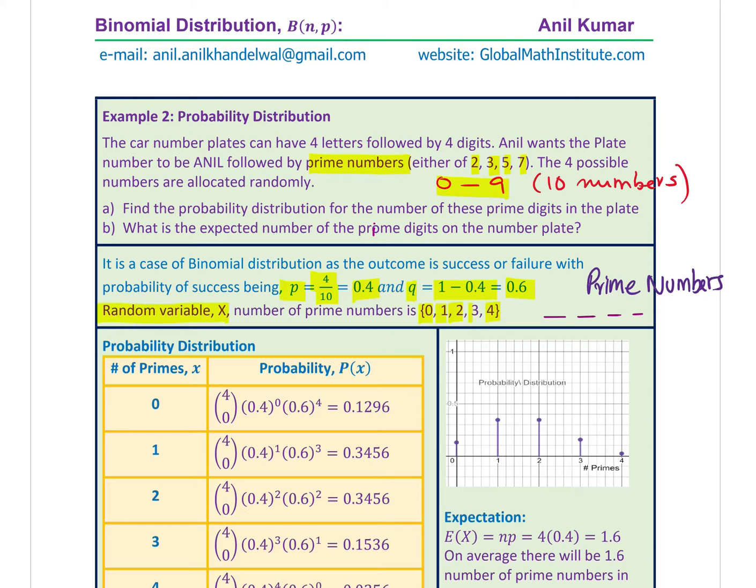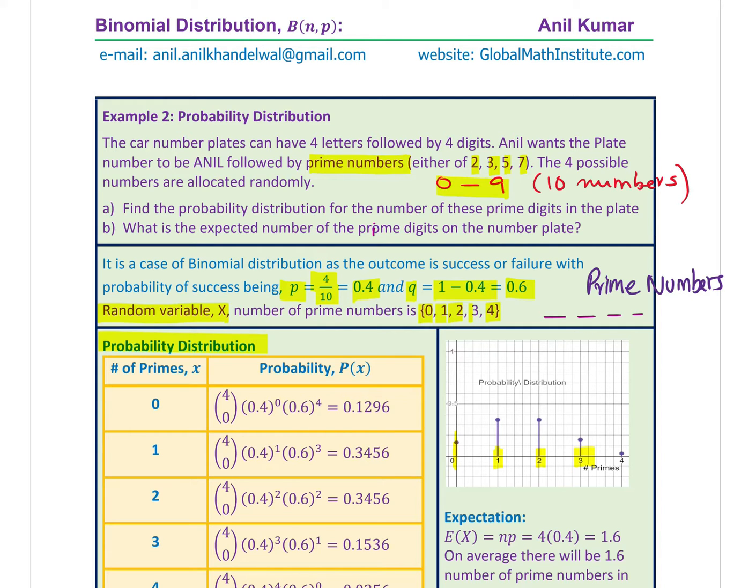Now let us see what a probability distribution is and how to work with such examples. The word distribution clearly indicates: what is the probability of getting none of these prime numbers, what is the probability of getting one, or two, or three of these? Since we are talking about discrete values, this is a discrete probability case.